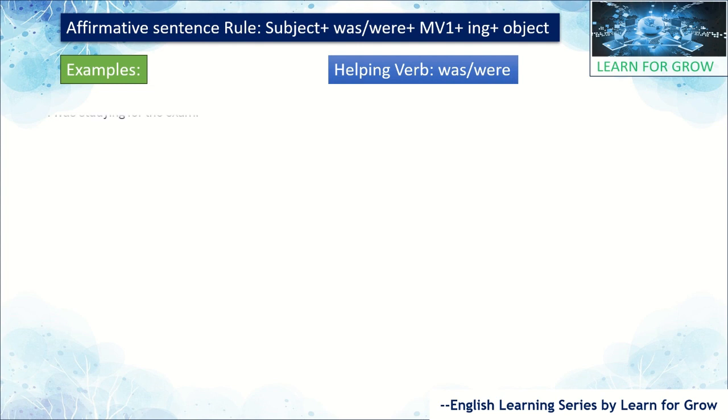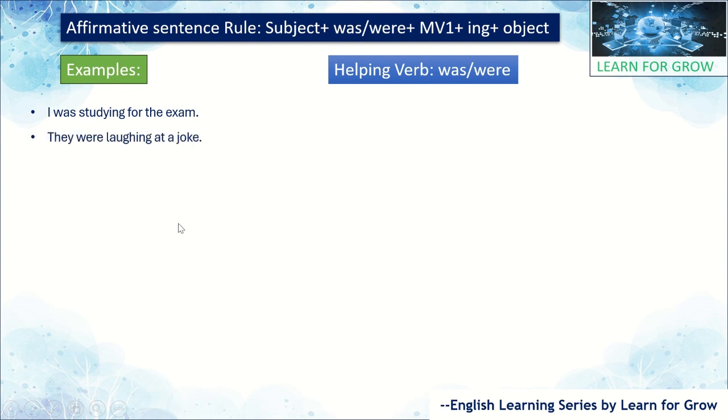Let's have the first one. See here, I is a subject, right? I was studying for the exam. Here, I is a subject, right? Was is a helping verb. Study is a main verb form 1, and at the end we put an ing form, right? Studying for the exam. Exam is the object, right?